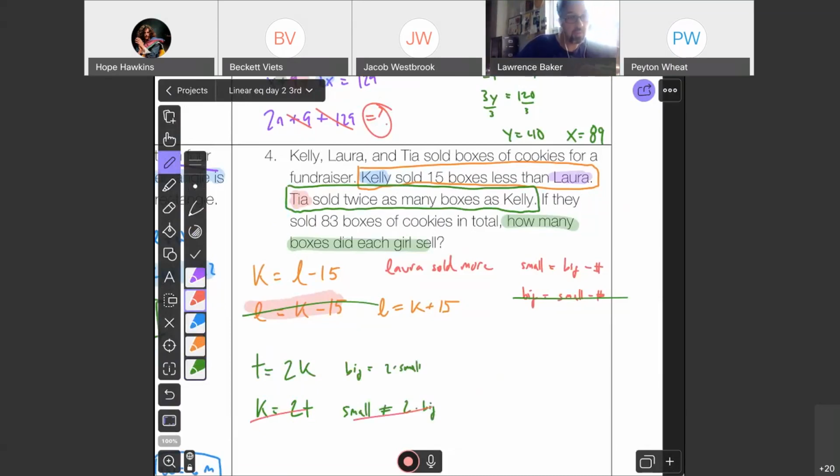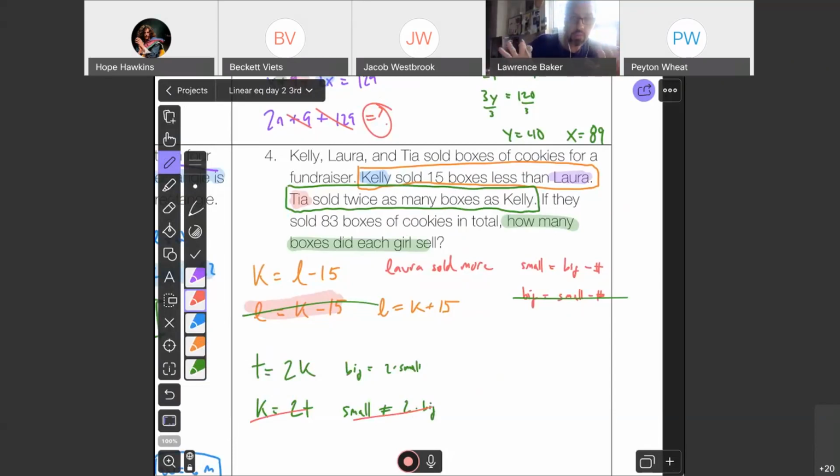Stop and think. You write your equation, put down your idea, but then you got to stop and think, does my equation actually make sense? Or what if T sold 15 boxes? See, this is where it matters a little bit what you guess. That doesn't work because half of that is not a nice number. So you'd have to pick an even number for Tia and say, what if Tia sold 20 boxes? Then Kelly must have sold 10. Like then you can make sense of it.